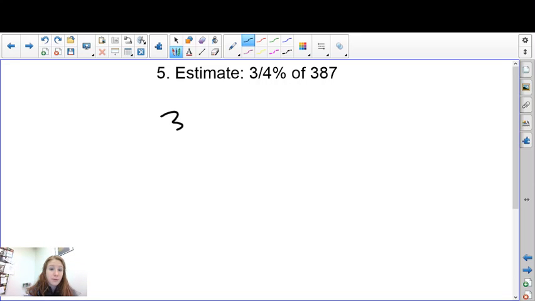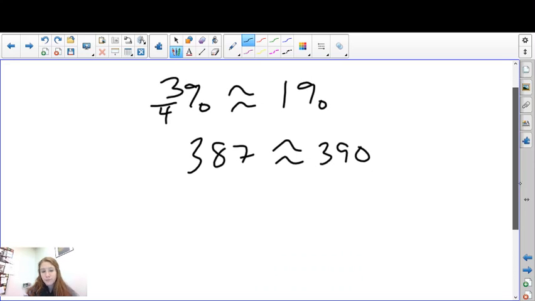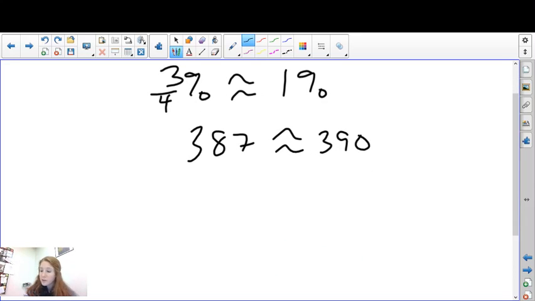I'm going to take 3/4%, and I'm going to round that to about 1%, because that's going to round up. I want to know what 1% of 387. I'm going to take 387 and round that one up to about 390. Again, we're just estimating here. So I'm going to take 390 times 0.01, because that's 1%.